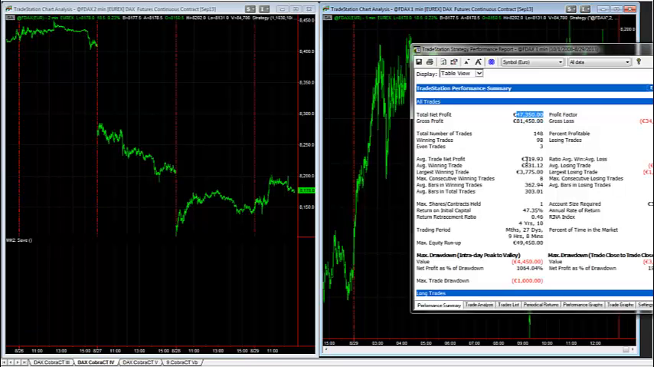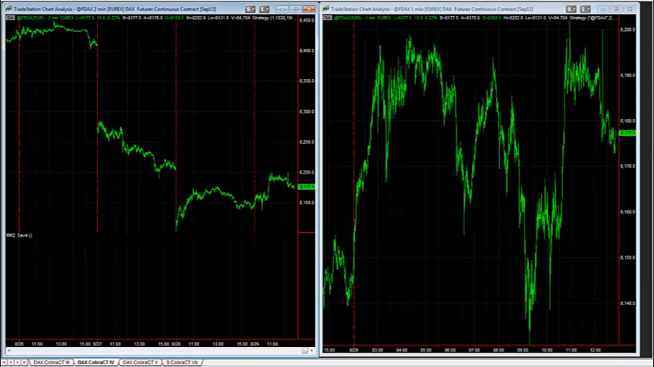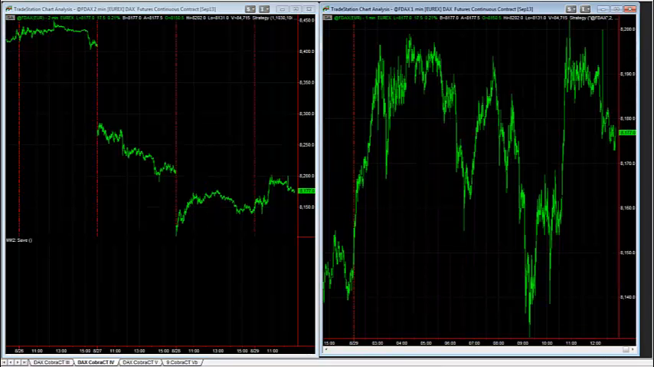You get fewer trades. Your average trade profit goes up almost 50, and you get 44.50 euro drawdown and 1,064 net profit as a percentage of drawdown. The equity curve looks a lot better. You eliminate this bump here, and we'll go over this in the webinar.